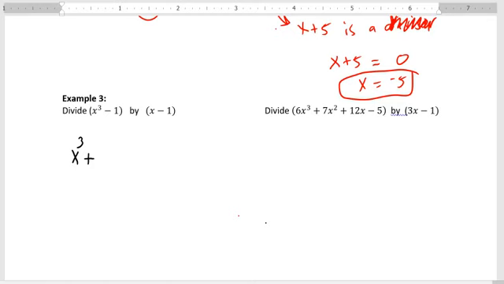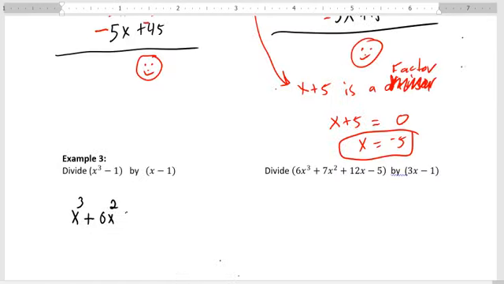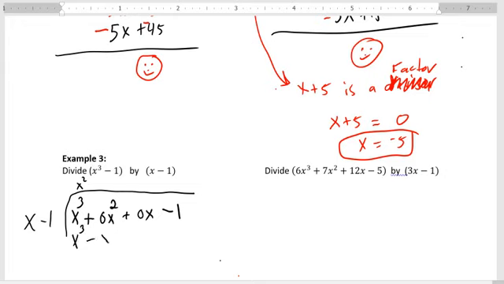So we have x cubed. There's no x squared, so we're going to represent that with the 0. And there's no x, and then minus 1. So we're going to divide this by x minus 1. So in order to get an x cubed, we're going to need to multiply this by x squared. X squared times x is x cubed minus an x squared. Change our sign since we're subtracting. So that's a negative, that becomes a positive. And so we're left with x squared.